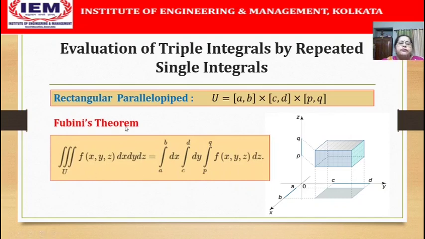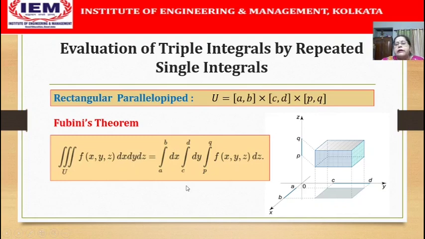This is again given by Fubini's theorem that the triple integral f(x,y,z) dx dy dz over the region U will be given by this formula, which says that first we are evaluating the function f(x,y,z) with respect to z from p to q. Now, once this integral is evaluated, the result will be a function of x and y, which will be next integrated with respect to y from c to d. The result of this second integral will be a function of x, and this is finally integrated with respect to x from a to b.